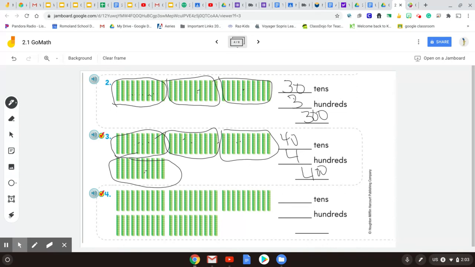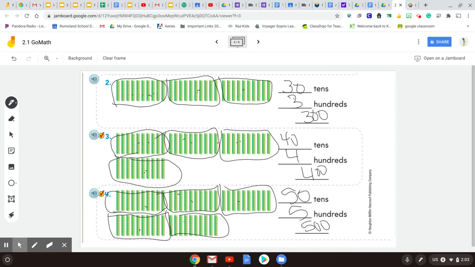Okay, number 4, let's go ahead and circle all our tens that make 100. So go ahead and do that. And then I'm going to count by tens. 10, 20, 30, 40, 50. We have 50 tens, which equals 1, 2, 3, 4, 5 hundreds, or 500.